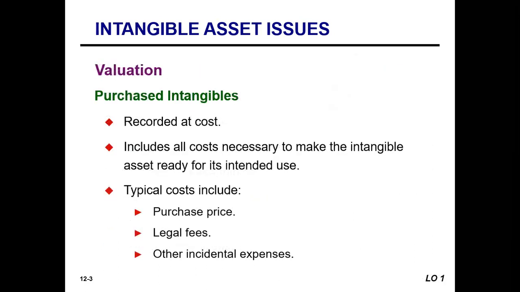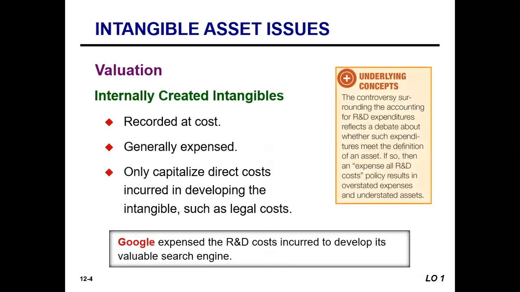So in the valuation of intangible assets, we have to distinguish between purchased intangibles and internally created intangibles. Purchased intangibles, we would record at cost. Cost not only being the purchase price of the intangible, but any cost necessary to get it ready for us to use, similar to property, plant, and equipment, right? So the purchase price, legal fees, or other incidental expenses.